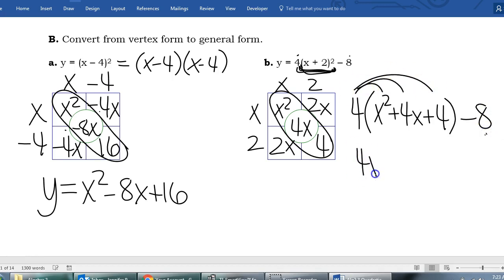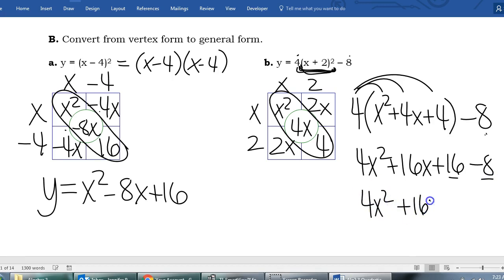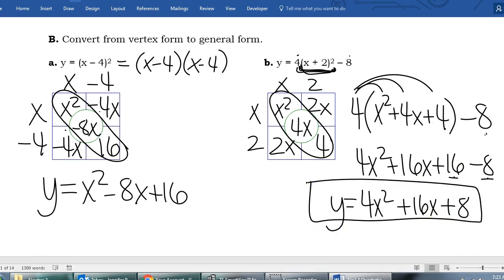So this becomes 4x squared plus 16x plus 16 minus 8 is still there, so our like terms are constant terms. So that would be 4x squared stays 4x squared, 16x stays 16x, positive 16 and negative 8 become positive 8. Stick a y equals in the front, and this is my general form version from my vertex form that I was given.